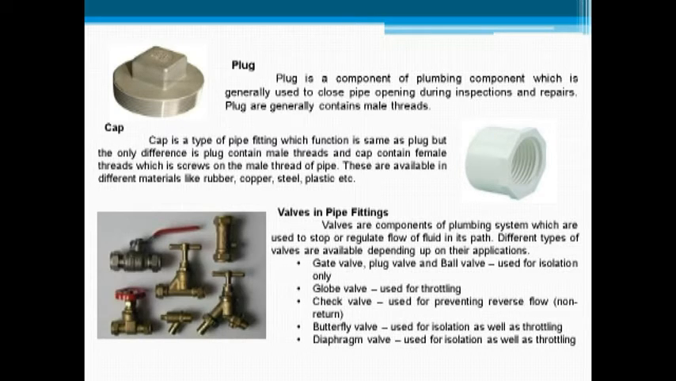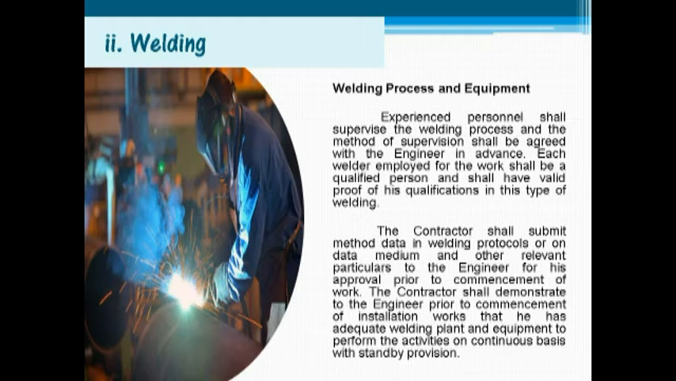Check valve used for preventing reverse flow, non-return. Butterfly valve used for isolation as well as throttling. Diaphragm valve used for isolation as well as throttling. So another type of joining methods is welding.